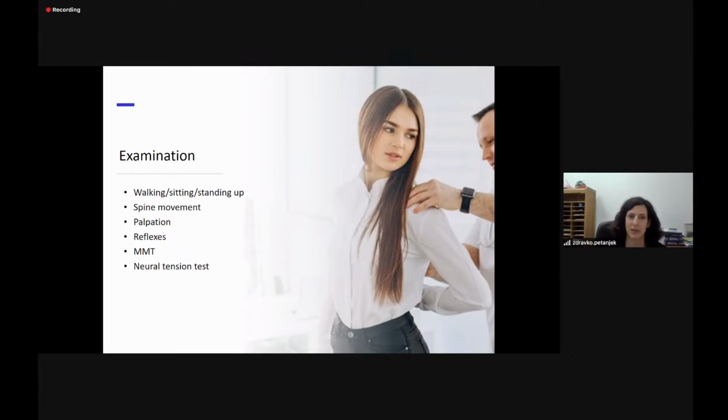And you also check with the manual muscle test the strength of the muscles by groups, also to see if you can define the root that is affected. We also have something called the neural tension test, and LASEG is probably the most famous one. In particular positions you can stress the nerve, and you can see if there is a compression of the nerve and if you can reproduce the pain, and then the neural tension test is positive.